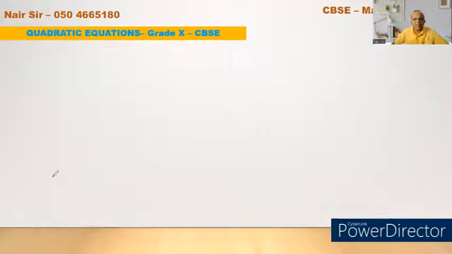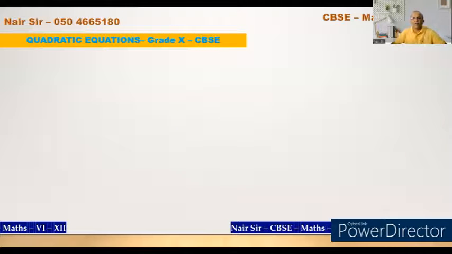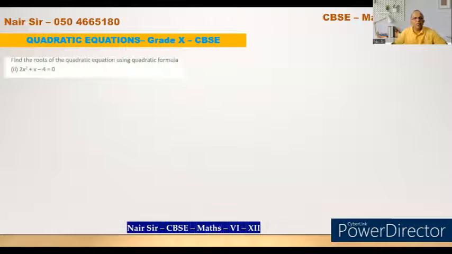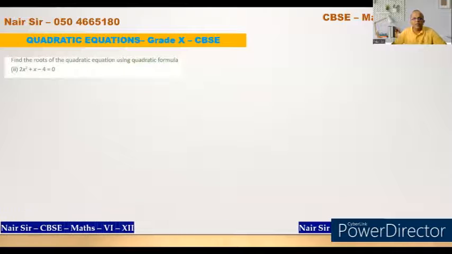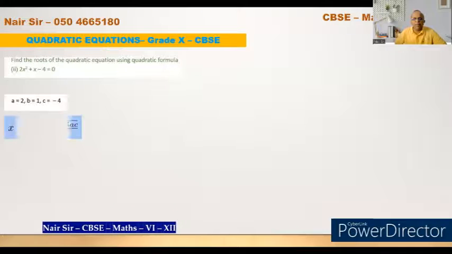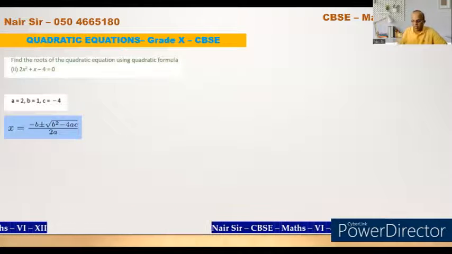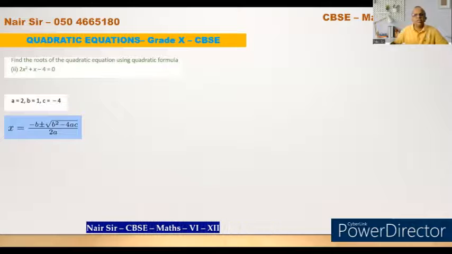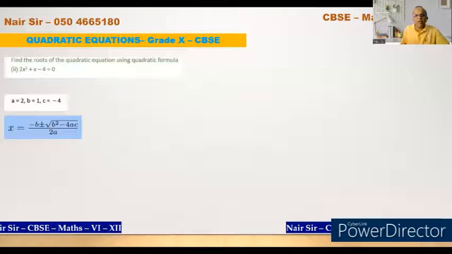Now let's take the second question. Let us look at question number 2. Question number 2 is finding the values A, B, and C, the coefficients, and substituting in the formula. Let us just do this. This is the last time I will do it in this way. After that, you have to be very watchful and do it correctly.